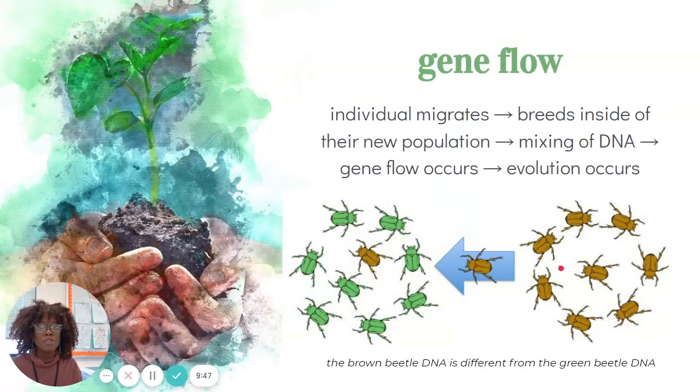So again, an individual is going to migrate. They're going to breed inside of their new population. That causes the DNA to mix. That is when gene flow occurs. And gene flow causes evolution. It's a mechanism of evolution.